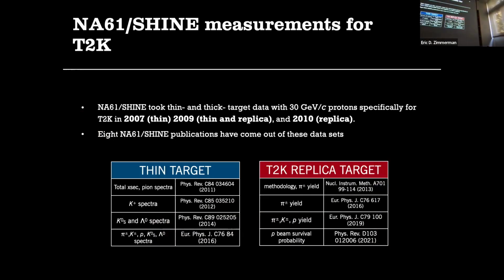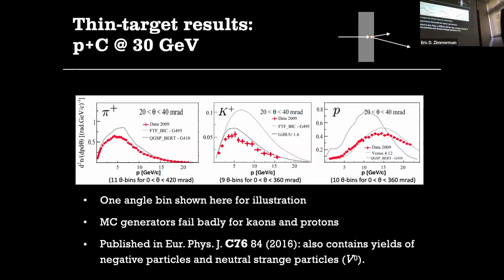So we started off doing measurements for T2K decay, and that has produced 8 publications on thin target and replica target measurements. This is one of the measurements that we did. This is just proton carbon, 30 GeV proton carbon. This is the thin target result.